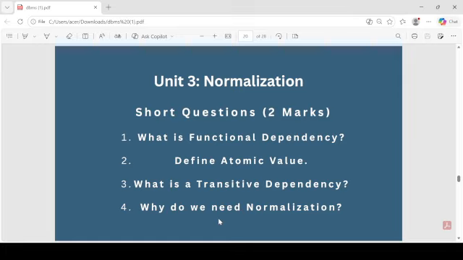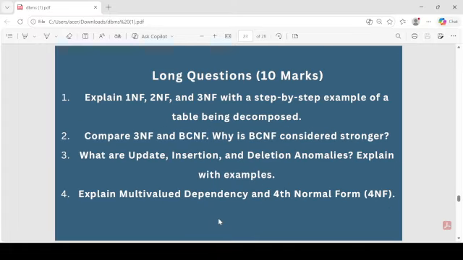And atomic values are basically one value that will be entered at a time, or a single function that will be executed at a time. These are the long questions, which are of 7 marks. The first question will be: explain 1NF, 2NF, 3NF with a step-by-step example of a table being decomposed.